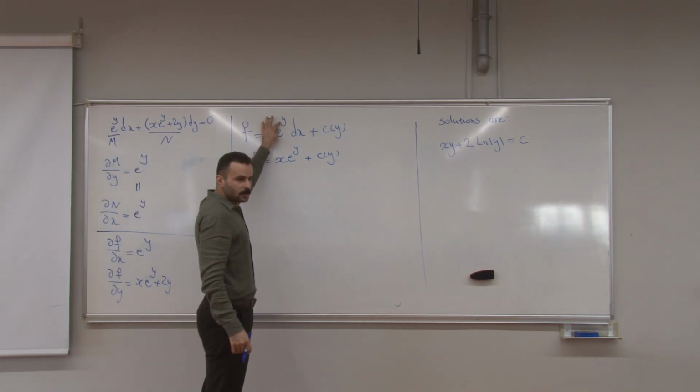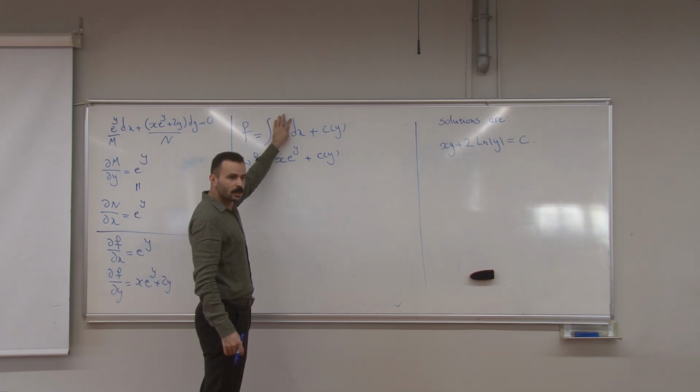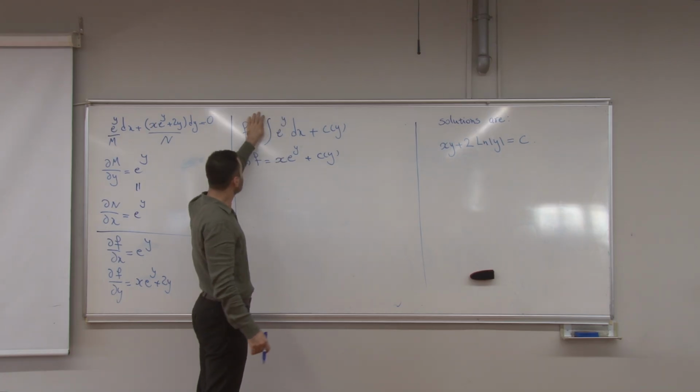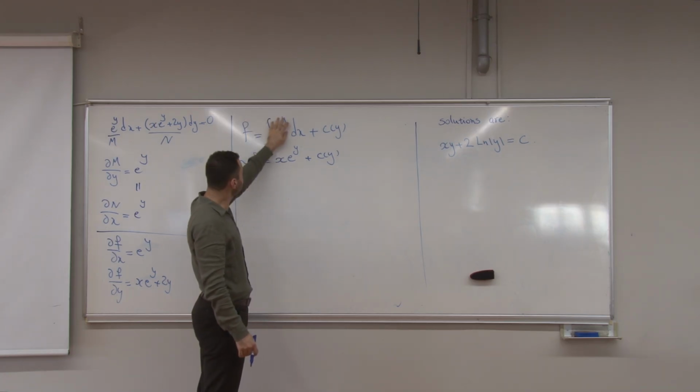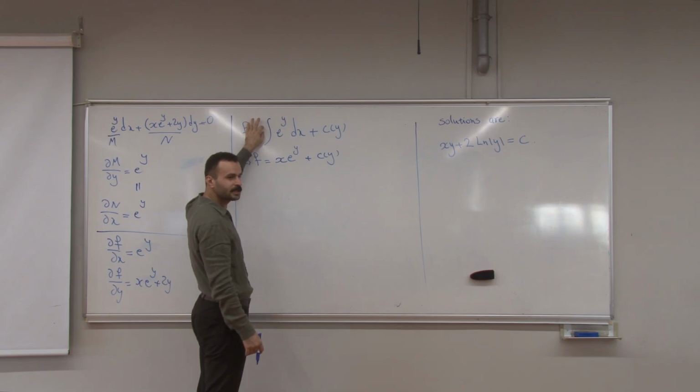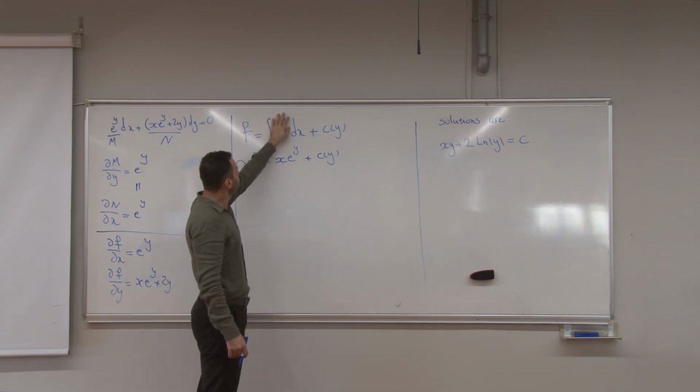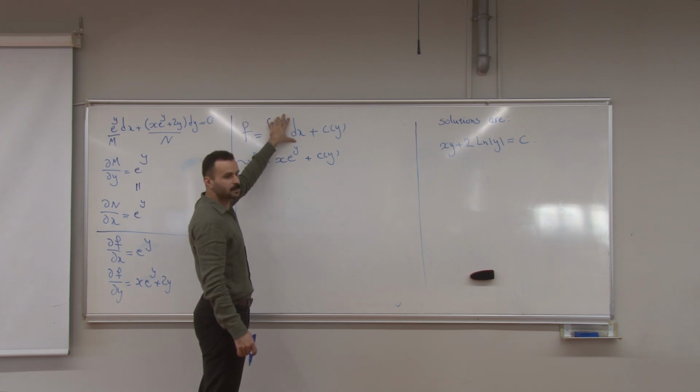y is just a constant. So e to the power of y is also a constant. So I can take it out of the integral. The constant can get out of the integral, right? The linear property of the integral. So I'm having e to the power of y times the integral of dx.